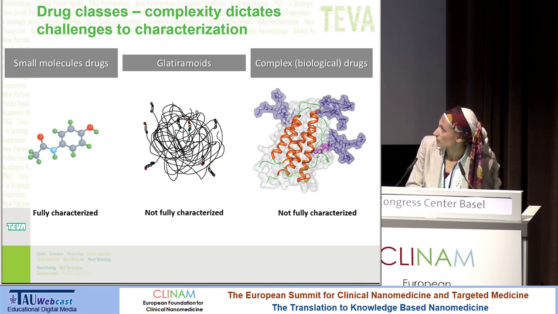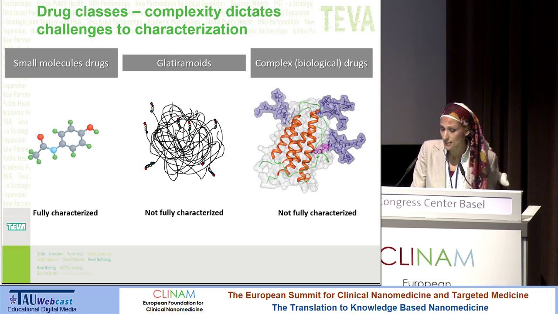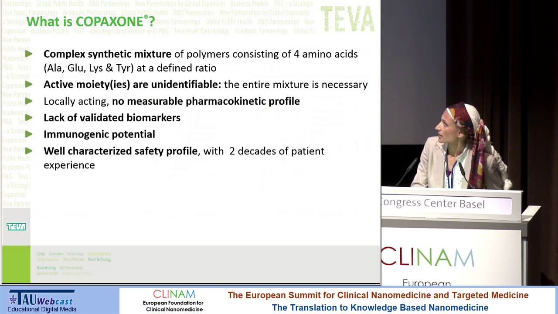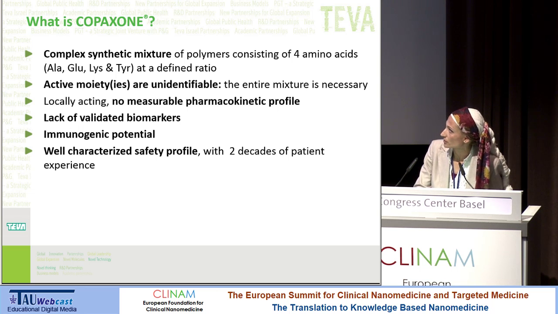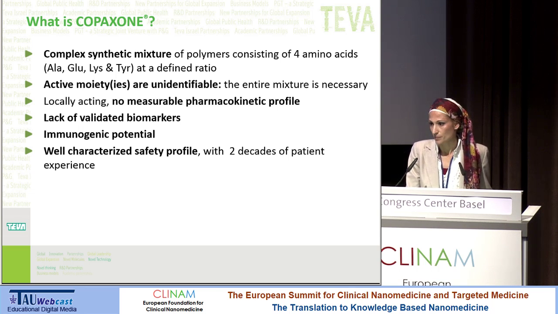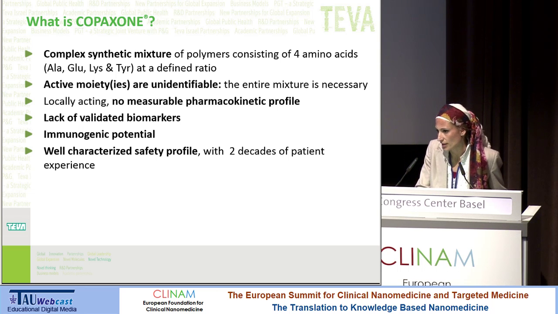and today I would like to share with you data on the specific subgroup within non-biological complex drugs that constitutes glatiramoids. And to introduce Copaxone, as Professor Sela mentioned earlier today, it's a complex synthetic mixture of polymers consisting of 4 amino acids at a predefined ratio. As I will describe in detail today, the active moieties are unidentifiable, and therefore the entire mixture is needed for the therapeutic effect.